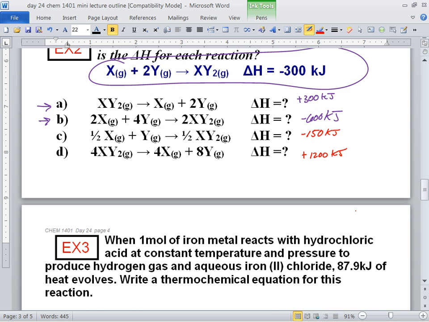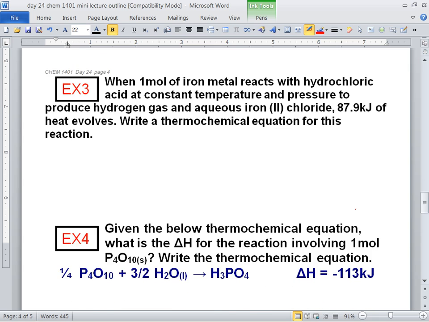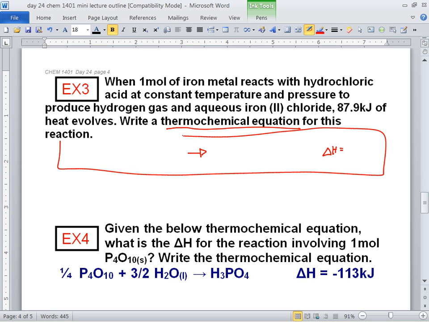Okay. Let's try number 3. They want you to write a thermochemical equation. All that means is identify the reactants, identify the products, and write a delta H. That's what a thermochemical equation is. It's a reaction with a delta H. See if you can identify what that reaction is. Make sure you balance it, and then write down the delta H. And that is a thermochemical equation.